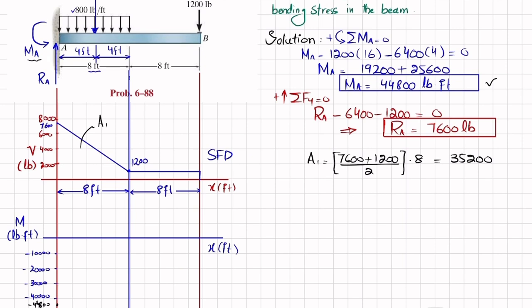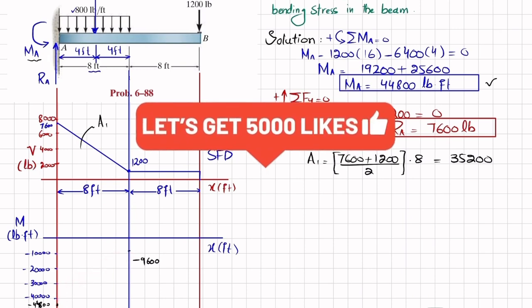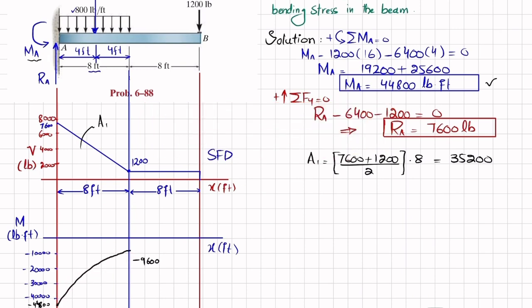Now here the moment is minus 44,800, and minus 44,800 plus this 35,200 will change it to minus 9,600. So at this length we will have minus 9,600. So let this point be minus 9,600 pounds into feet. Now you can see that the shear force is a 1 degree line and the slope is decreasing. So the bending moment will be a second degree curve and it will be in the clockwise direction. So I will join these 2 points using this curve here.